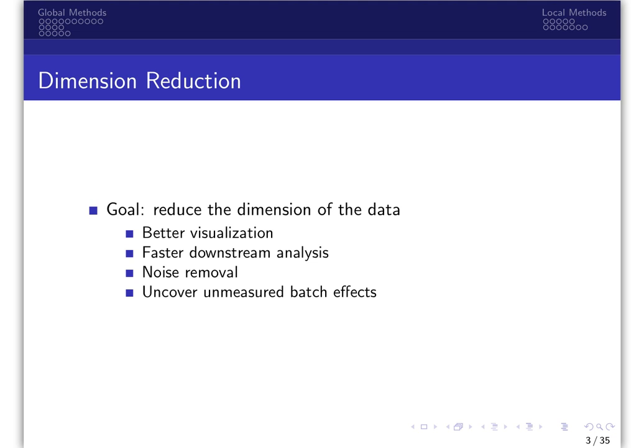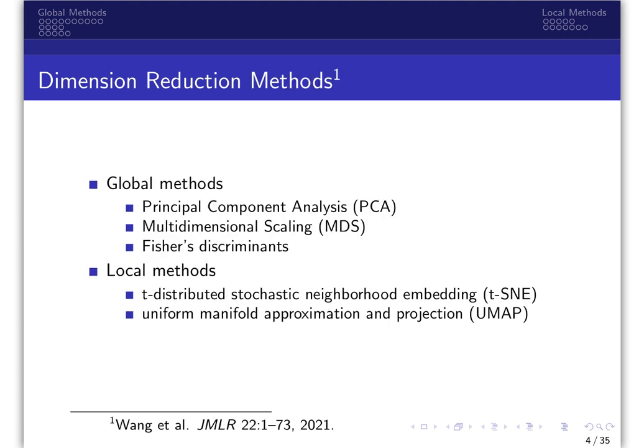As discussed, some benefits of reducing the dimension of a large dataset include that smaller datasets lead to better visualization, faster downstream analysis, can remove noisy or extraneous features, and can uncover unmeasured batch effects. In summary, the overall goal of dimension reduction is to reduce the number of variables of a dataset while preserving as much information as possible.